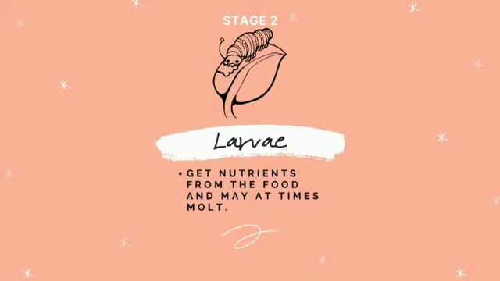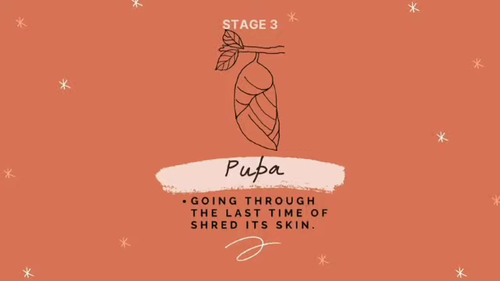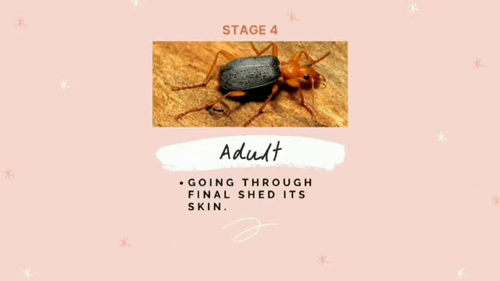Next, the second stage is the larva stage. Larvae will gain nutrients from the food and may undergo a few molts to change to the next stage. The third stage is the pupa stage. After the last time it sheds its skin, it changes into a pupa. The same goes for the last stage, which is the adult stage. After the final shed of its skin, it becomes an adult beetle. Adult beetles only survive for a few weeks, so during that time, the adult will mate and begin a new life cycle by laying its own eggs.